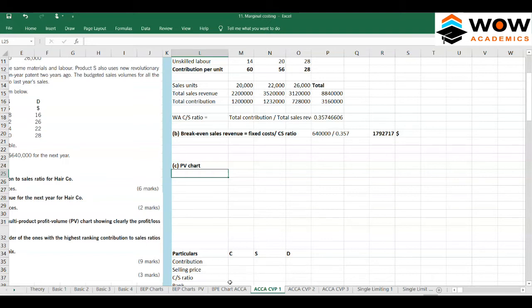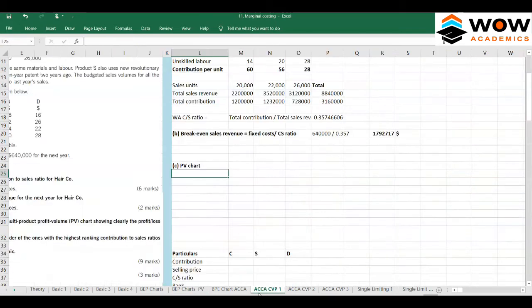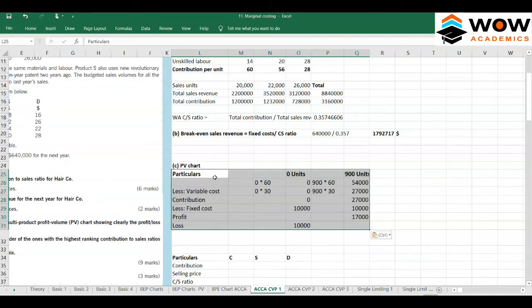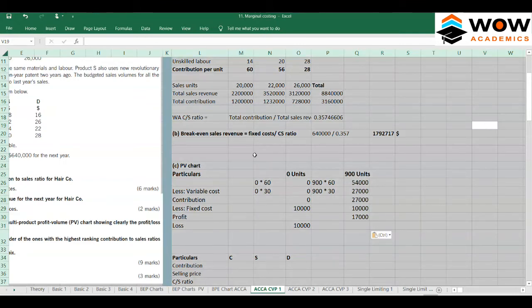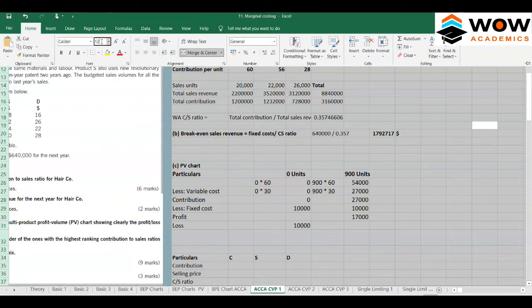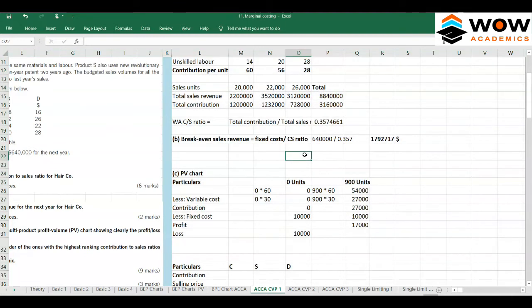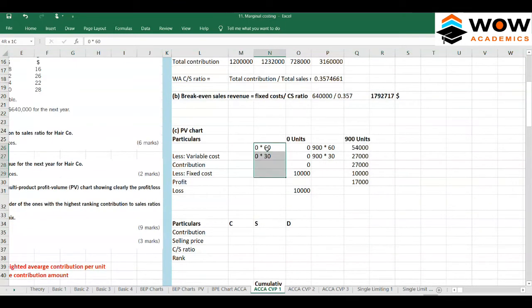So we can get the PV chart data. We already did this PV chart. So from there we will get it and we'll work it out. Okay, so we'll start. Assume that your company sells 0 units.